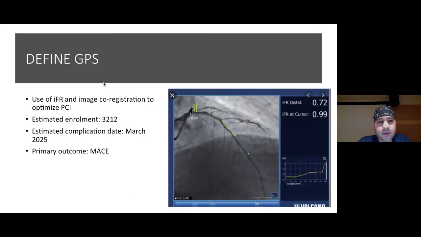Another trial is the DEFINE GPS, and they're using iFR and image co-registration in terms of optimizing PCI. The helpfulness of DEFINE GPS is using the image co-registration to see where the drop in your pressures is. Is it a diffuse disease, or is it a focal lesion that's causing these suboptimal results? The estimated trial completion date is March 2025, and they're looking to randomize about 3,200 patients, and their primary outcome is MACE.